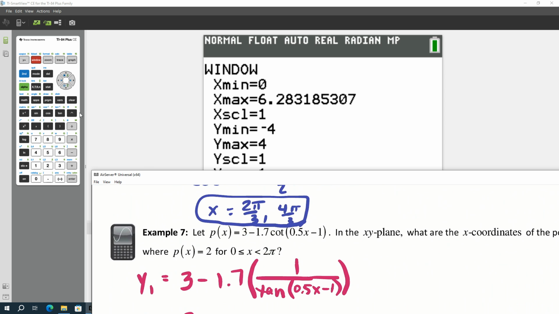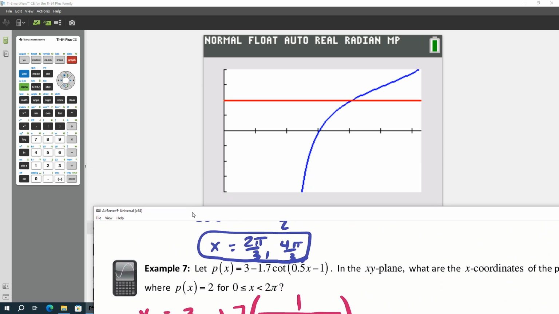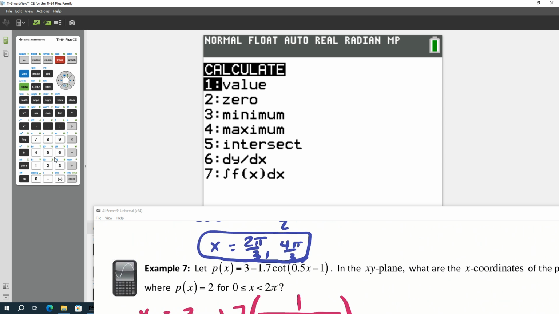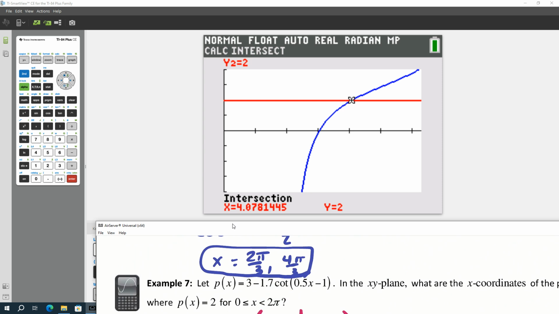All right, let's look at this graph. Sometimes they will cross multiple times. Sometimes they'll only cross one. This one is only going to cross that one place. And so just like we always do, we're going to do second, trace, intersect. If it only crosses at one place, you don't necessarily have to put it close to the intersection, but it doesn't hurt anything if you do. And then hit enter 3 times. And when it says intersection down there, that's definitely going to be your answer.